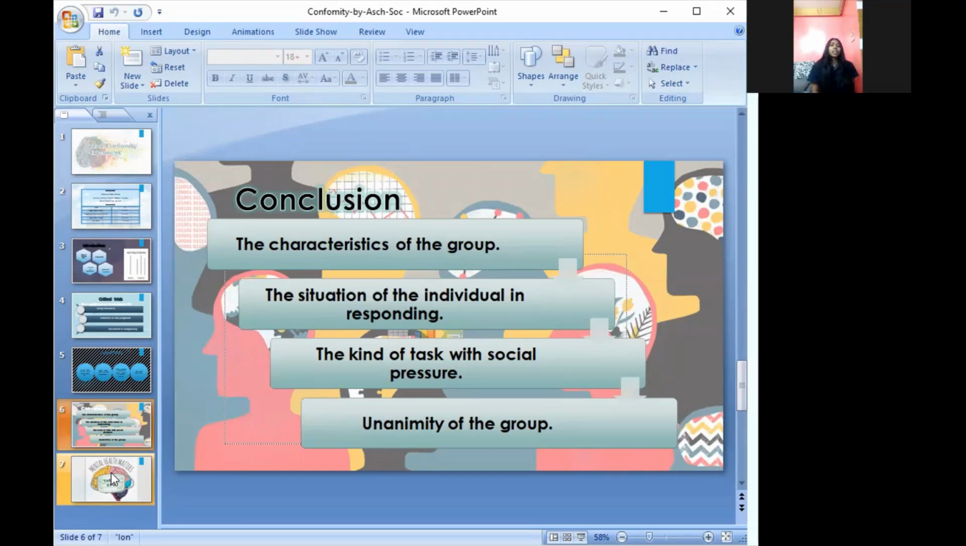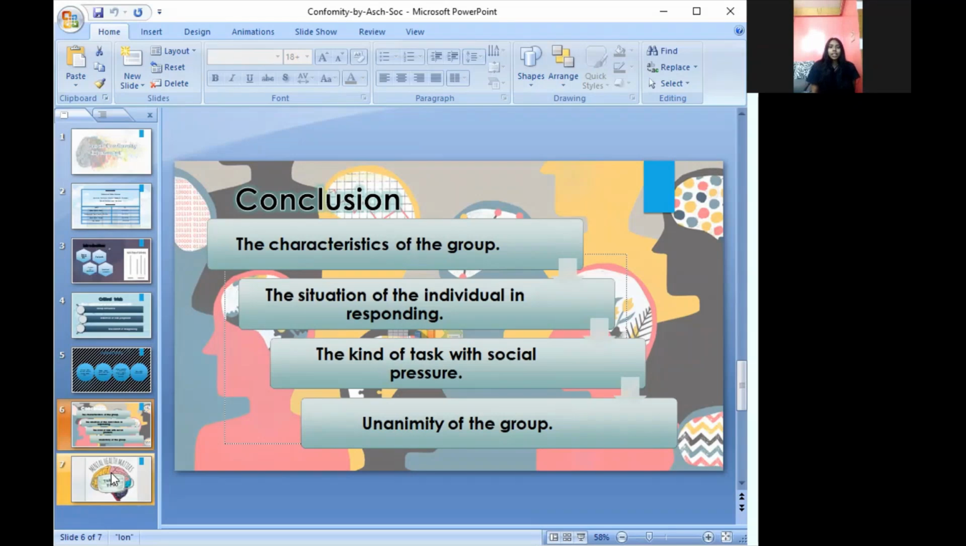From the whole experiment, we get to know four factors that increase conformity. The first one is the characteristic of the group. The more attractive a group appears to its members, the greater its ability to produce conformity. Furthermore, a person's relative status within a group is critical. The lower a person's status in a group, the greater the group's power over the person's behavior.